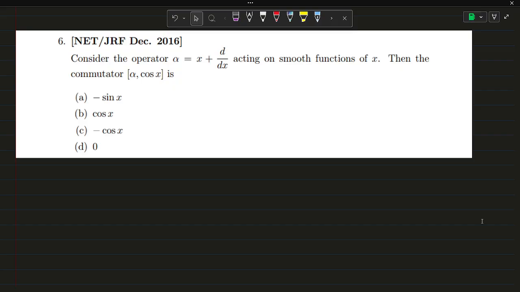Consider the operator alpha equal to x plus d/dx acting on a smooth function of x. So here x is a smooth function. Then the commutator of alpha with cos x is... So what will be the commutator of alpha with cos x? We can solve it.